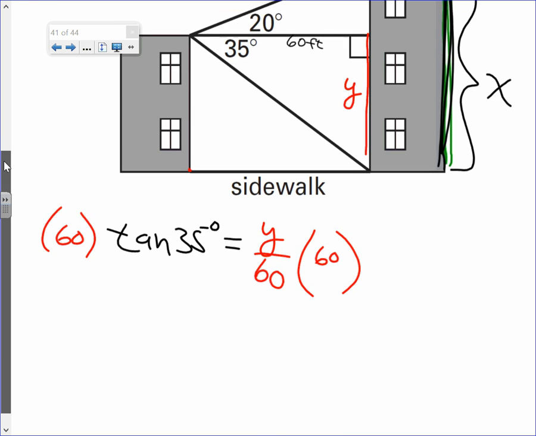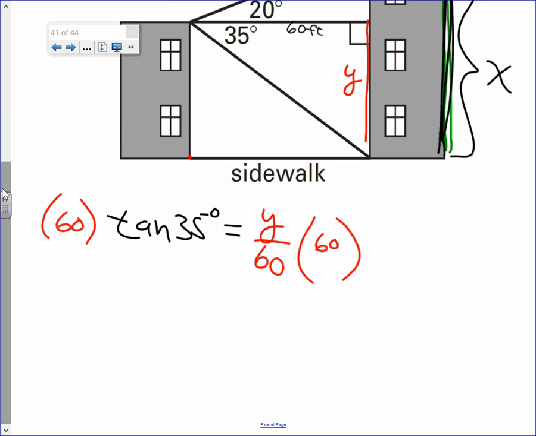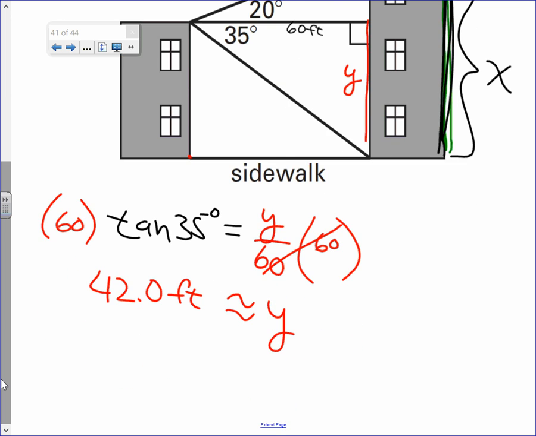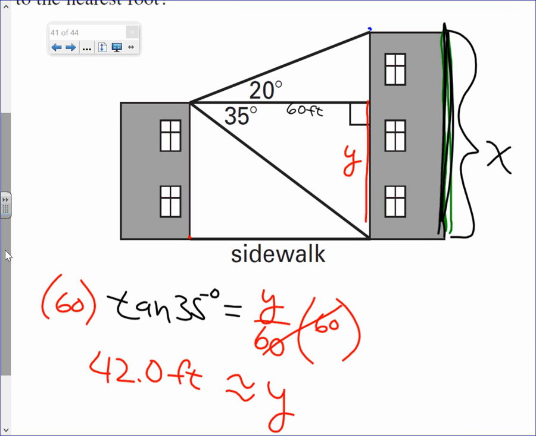So the tangent of 35 is y over 60, multiplied by 60 to get y by itself. Y is approximately 60 times the tangent of 35. Somebody got a calculator for me? Thank you. In this case, 42.0 feet. Are we done? Now what? So all we know at this point is from here to here is 42 feet.